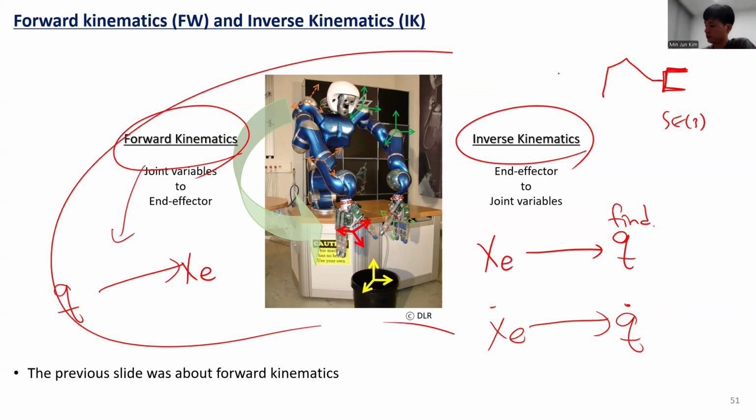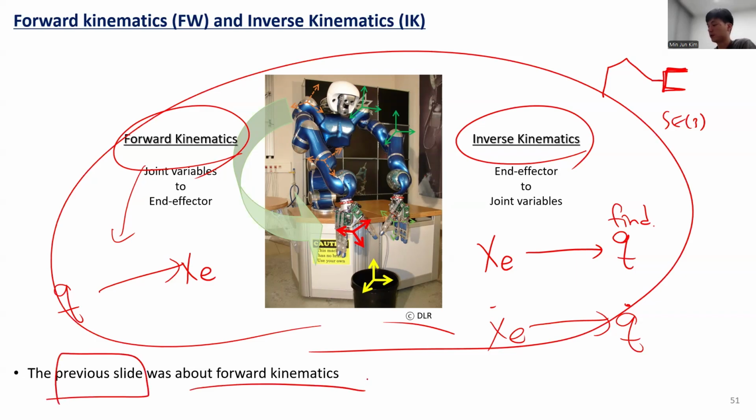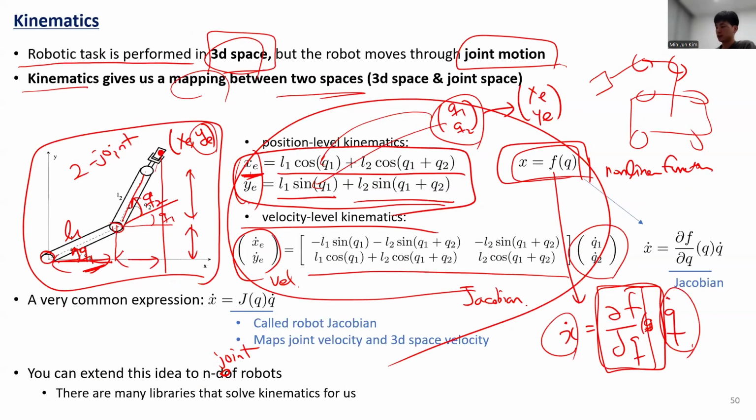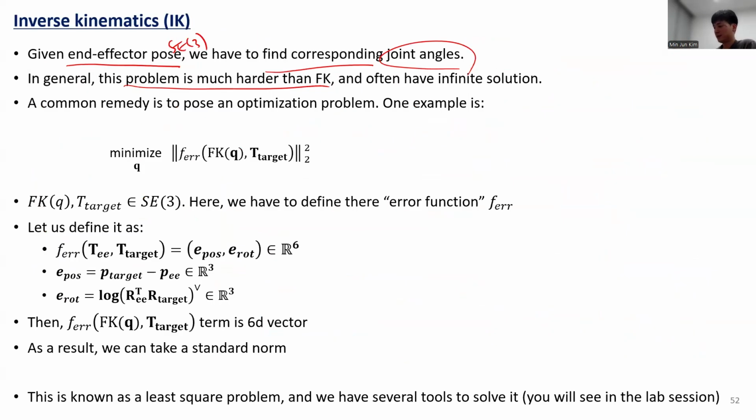So from this point of view, the previous slide was about forward kinematics, right? So how do we do inverse kinematics then? Again, given end effector pose SE3, we have to find corresponding joint angles. In general, this is much harder than forward kinematics. Forward kinematics is actually easy. It's just a geometric addition, right? Inverse kinematics is hard because in general, we have infinitely many solutions.